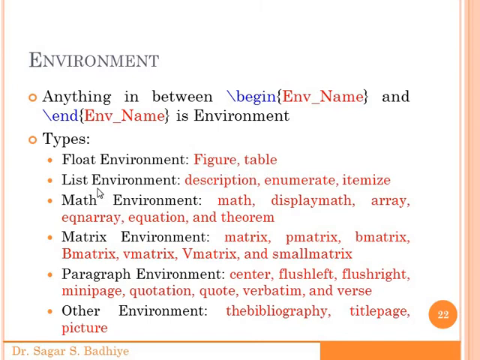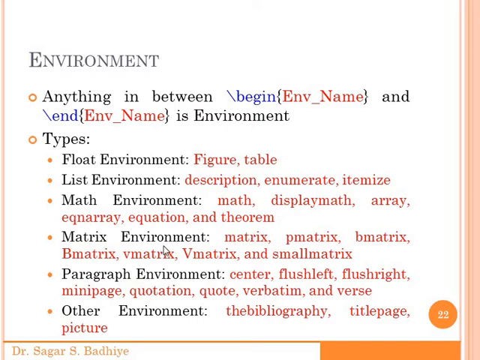Another environment is the list environment, which is used to create lists. A list can be a description list, numbered list, or simple bulleted list. The different list environments are description, enumerate, and itemize. Then the next environment is the math environment, which is used to write different mathematical expressions, algorithms, theorems, etc. Different math environments are, for example, math, displaymath, array, equation, and theorem.